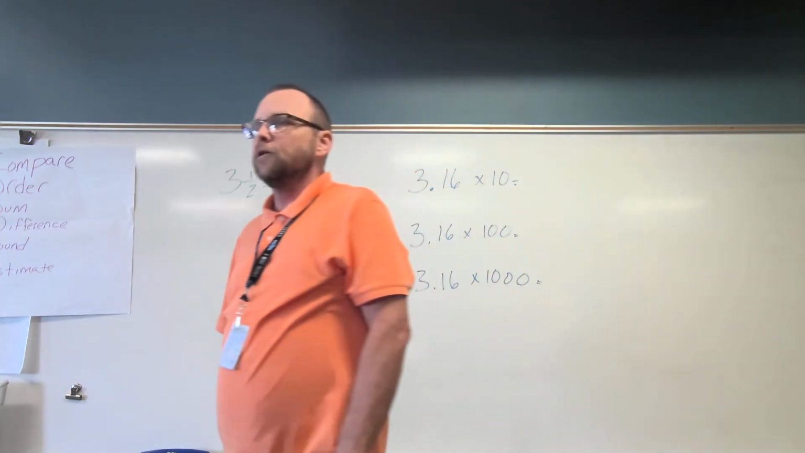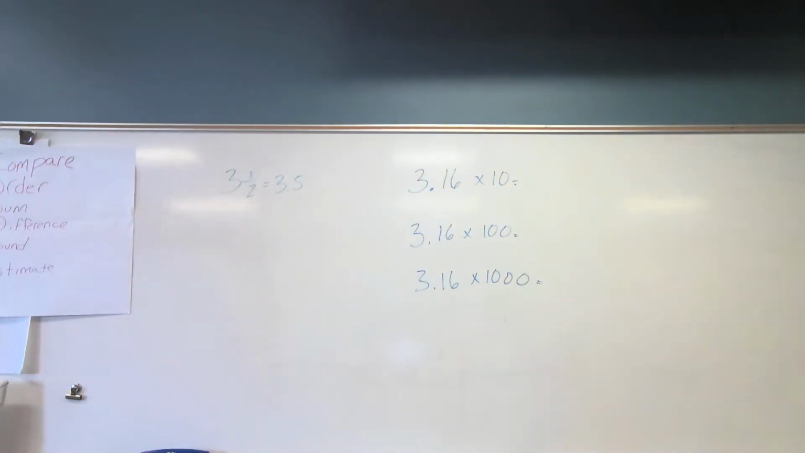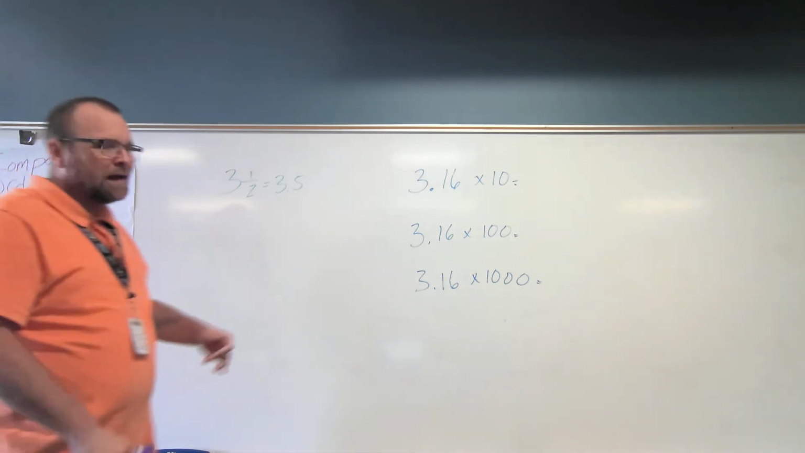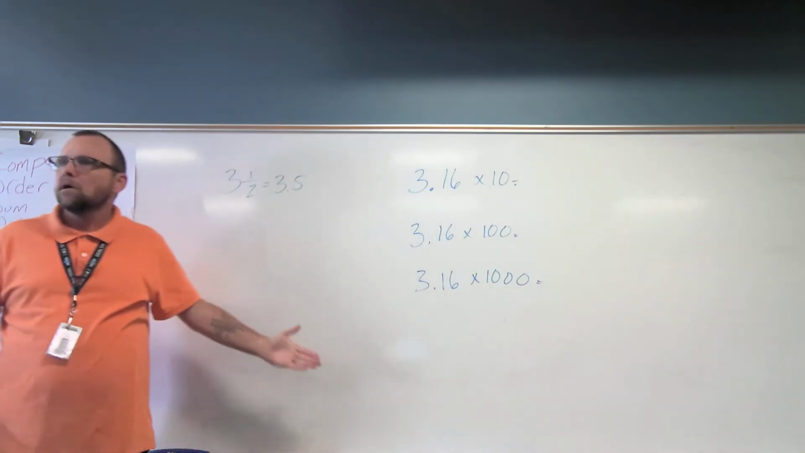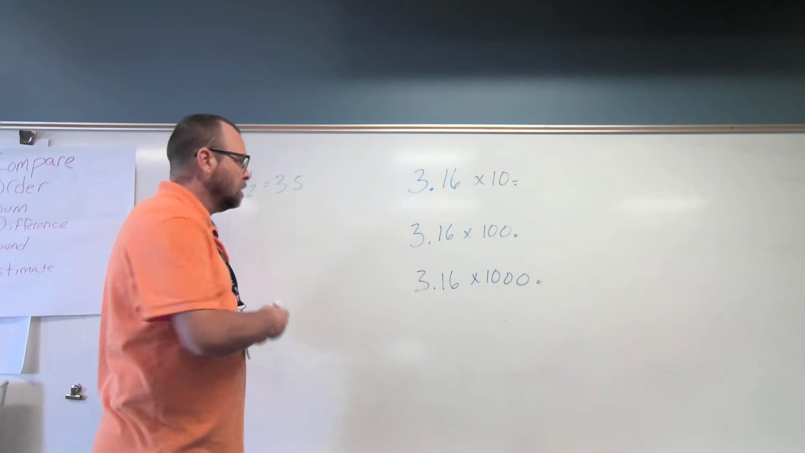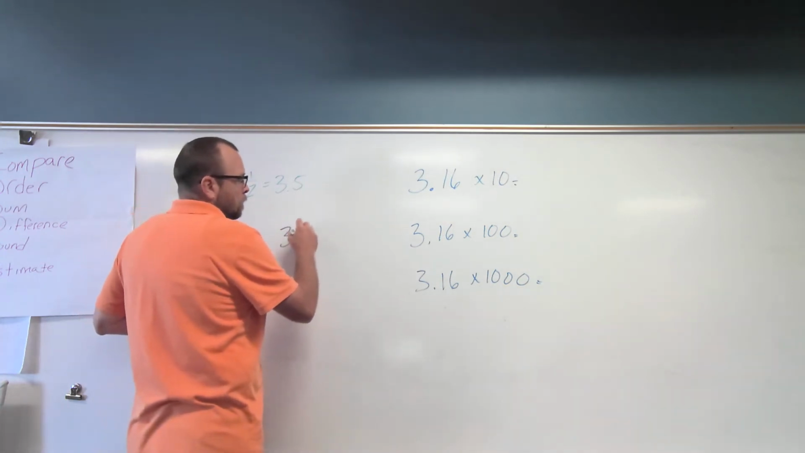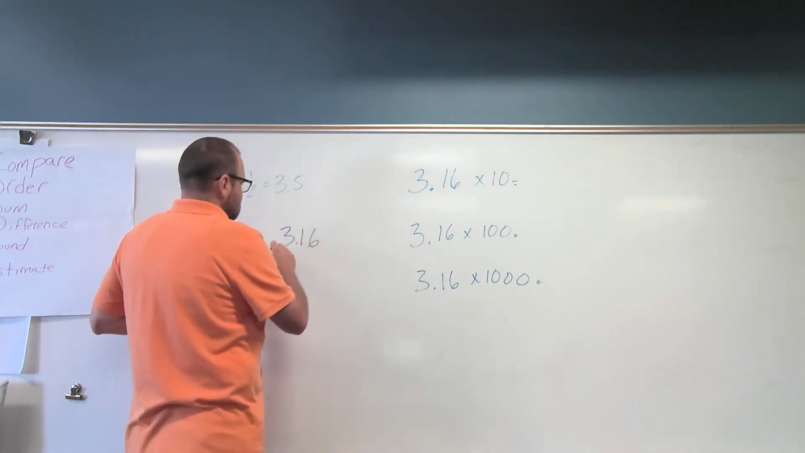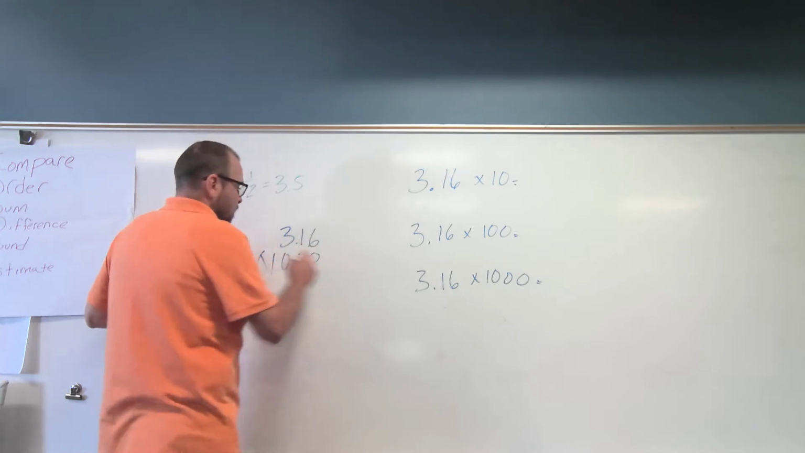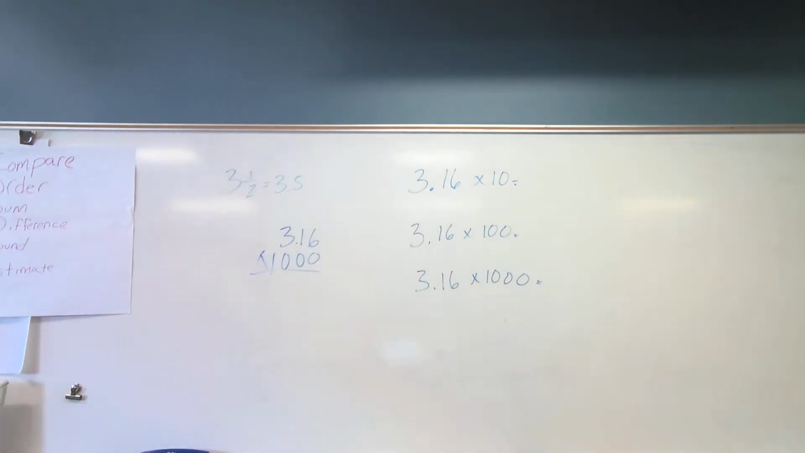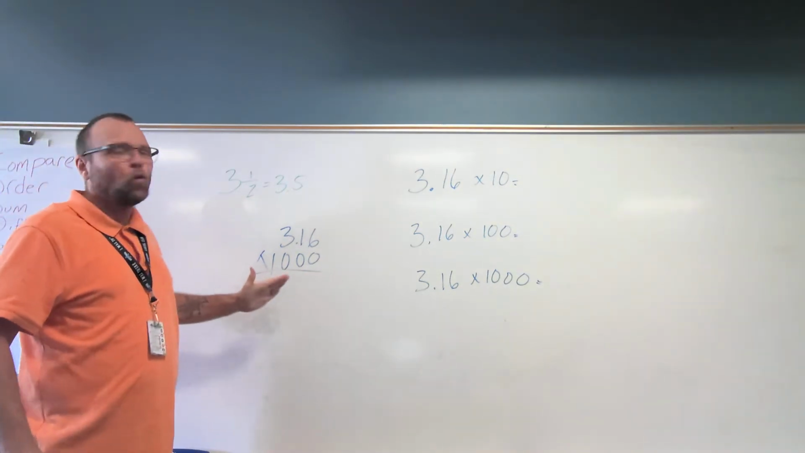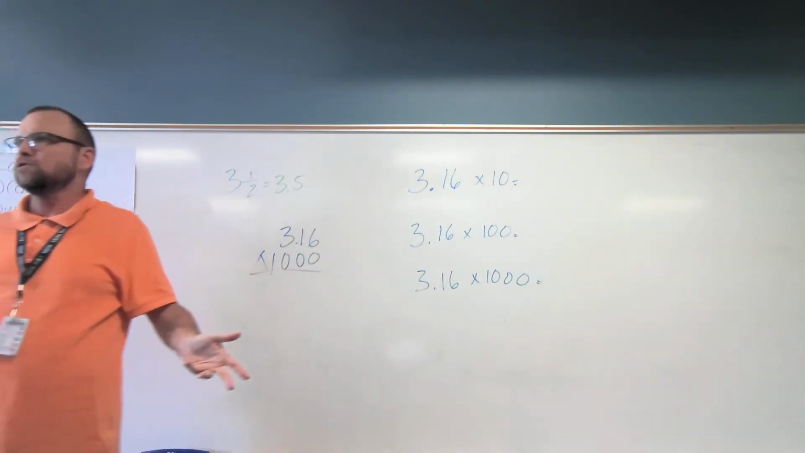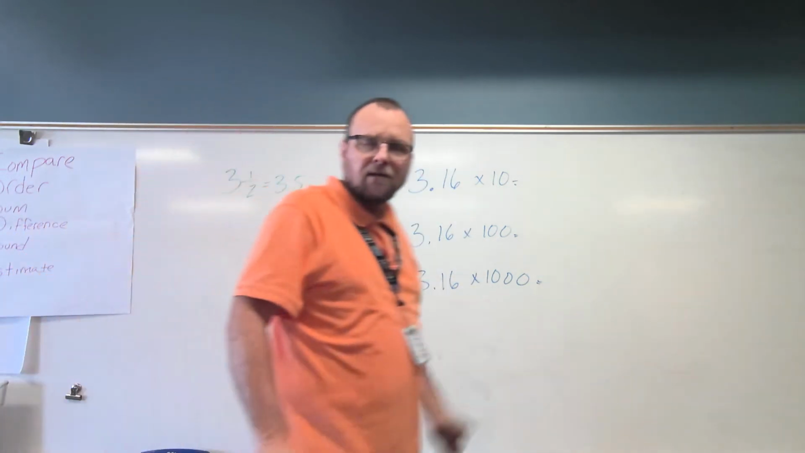Once again, we are going to go through multiplying by powers of 10. We've done this before. And if I had this problem and I didn't know how to multiply by powers of 10, you're telling me you want to do 3.16 times 1,000. That looks like a beating to me. When really, I'm multiplying by zeros and ones, so the numbers aren't going to change. They're all going to stay the same.